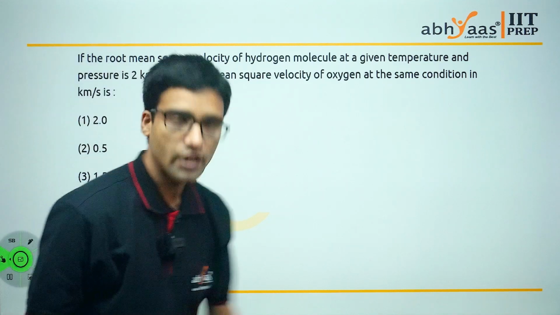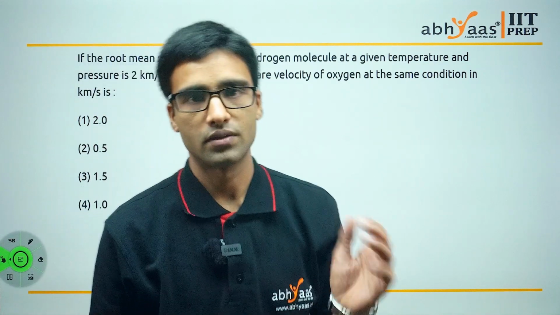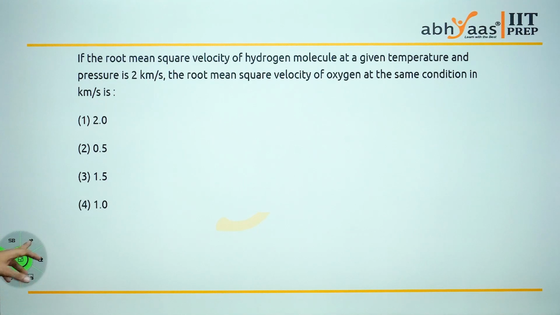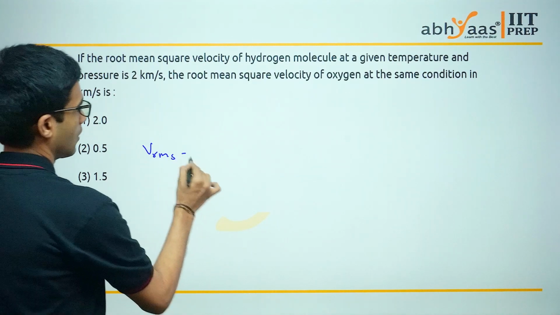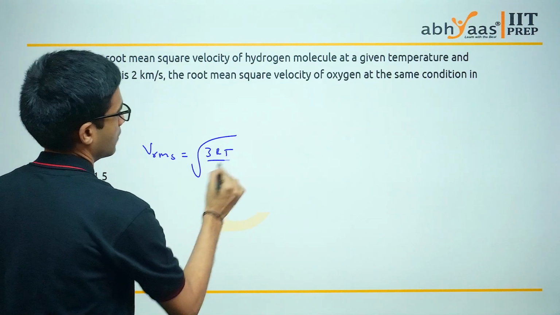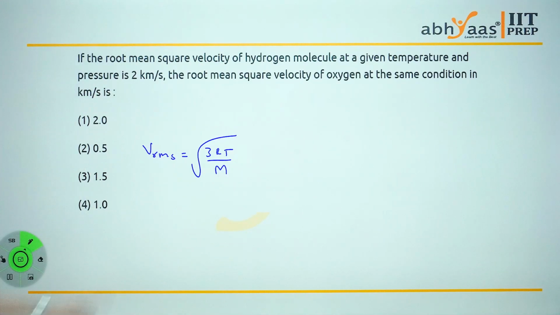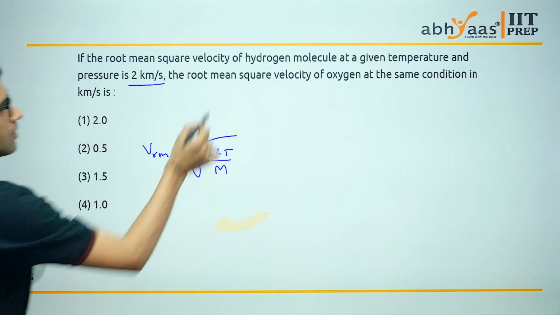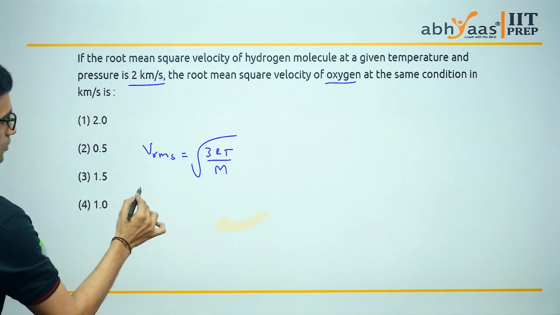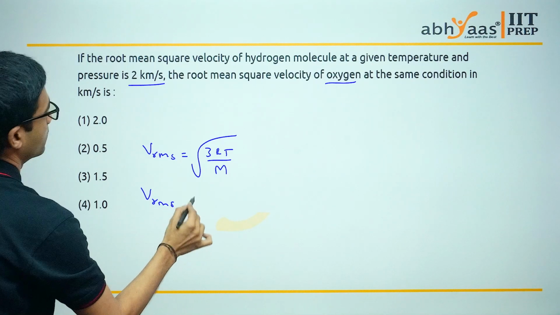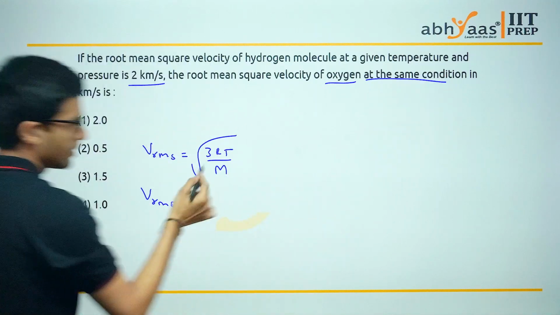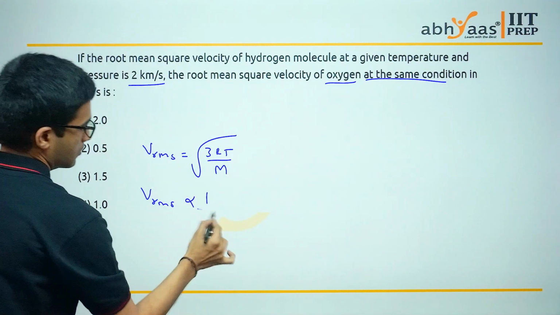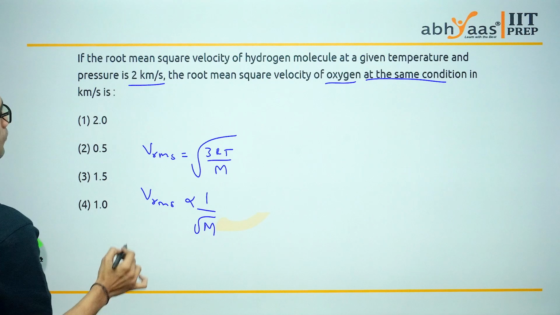Another question is related to root mean square speed, that is RMS velocity. VRMS equals root of 3RT by M. This is the formula. But what does he want? Hydrogen molecule speed is 2 km per second, and oxygen you need to calculate. VRMS is inversely proportional to the square root of molecular weight because the remaining things are the same at the same conditions. He told at the same conditions: R is the gas constant, temperature is the same.